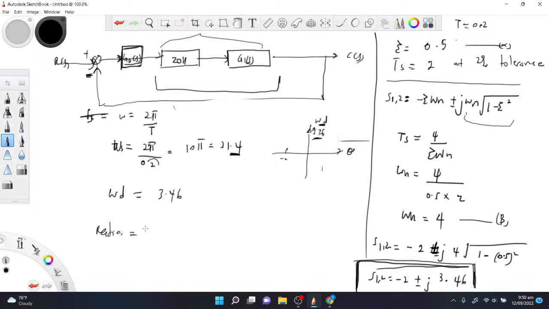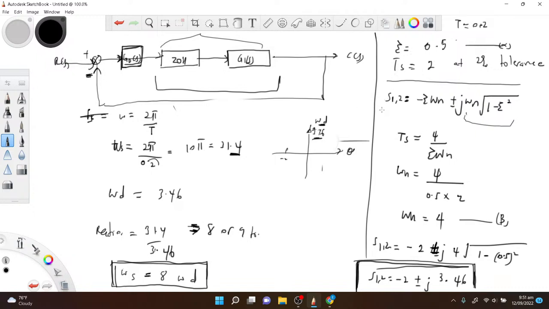Now find the ratio of 31.4 over 3.46. This ratio should be greater than 8 or 9, to show that the sampling frequency omega s is 8 times the damped natural frequency. Then it means that we can work with the compensator, so you move on with your calculations. When you do that, you get around 9. So yes, it works.